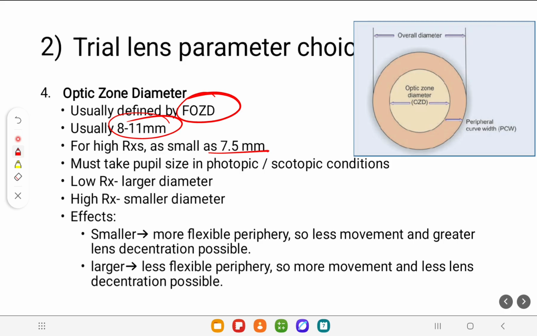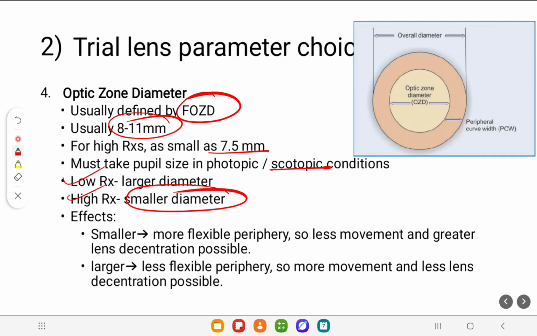So we must take pupil size in photopic or scotopic condition, but definitely for scotopic condition we want our pupil to be covered by the front optic zone diameter. For lower Rx, the front optic zone diameter is larger. For higher Rx, it goes smaller. So that's why with a higher Rx we must be cautious.